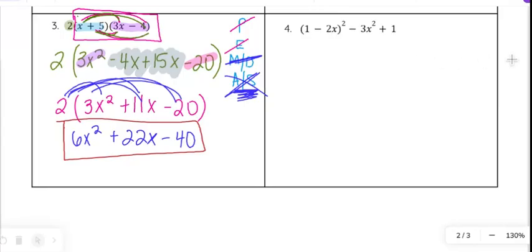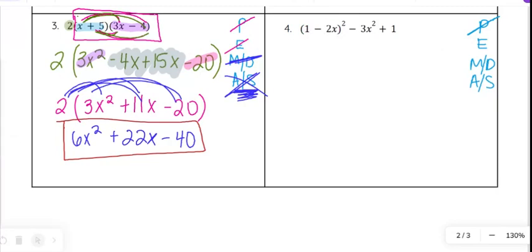On number 4, you'll see that it's a little more complicated. With number 4, we have 1 minus 2x squared minus 3x squared plus 1, but we're still going to follow the same steps. There is a set of parentheses, one single set of parentheses, but it doesn't have anything that can be simplified in it. 1 minus 2x, none of that is a like term with each other. So we're good to go there.